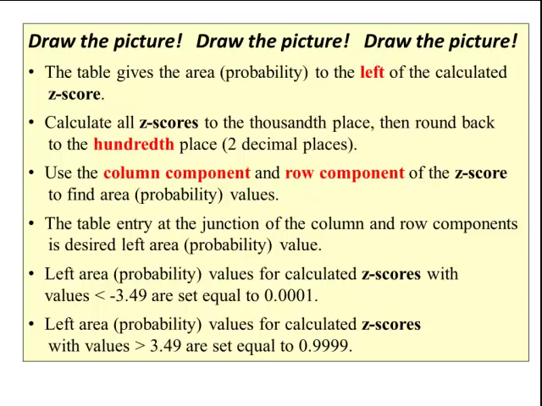The left area or probability values for the calculated z-scores with values that are less than negative 3.49 are set equal to 0.0001. We're going to call that a default value. Left area or probability values for calculated z-scores that are greater than 3.49 are set equal to 0.9999, and that's going to be our second default value.